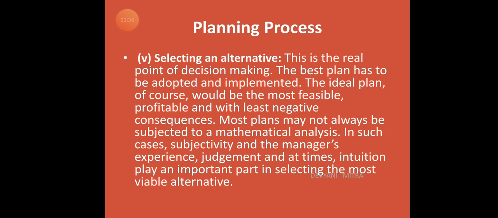Fifth one, selecting an alternative. Now they have to select one best alternative. Now what is the best alternative? Third line, the ideal plan of course would be the most feasible, profitable, with the least negative consequences. It should be feasible, practically possible, profitable, and with minimum negative aspects. That will be the best alternative.